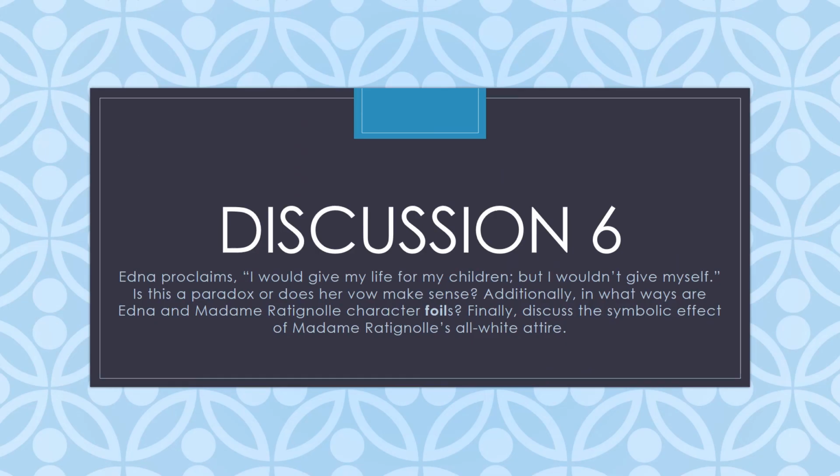For this week's discussion, consider the following. Edna proclaims, "I would give my life for my children, but I wouldn't give myself." Is this a paradox, or does her vow make sense? Additionally, in what ways are Edna and Madame Ratignolle character foils? Finally, discuss the symbolic effect of Madame Ratignolle's all-white attire.